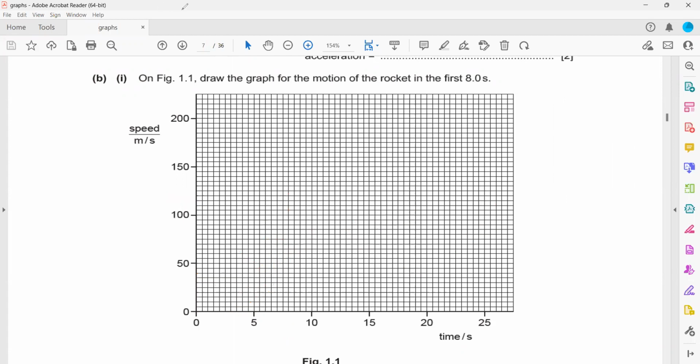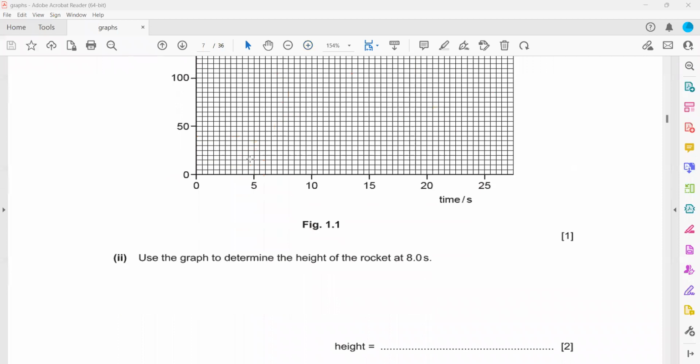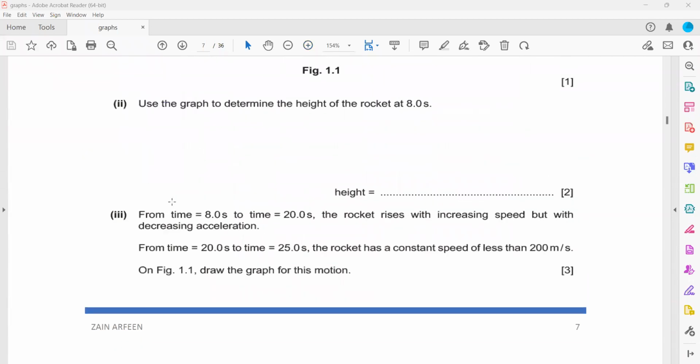So whenever you need a vertical distance or horizontal distance from a speed time graph, you always take the area under the graph. The next one, from 8 seconds to 20 seconds, the rocket rises with increasing speed but decreasing acceleration. And from 20 seconds to 25 seconds, the rocket has a constant speed less than 200 meters per second. On a figure, draw the graph.